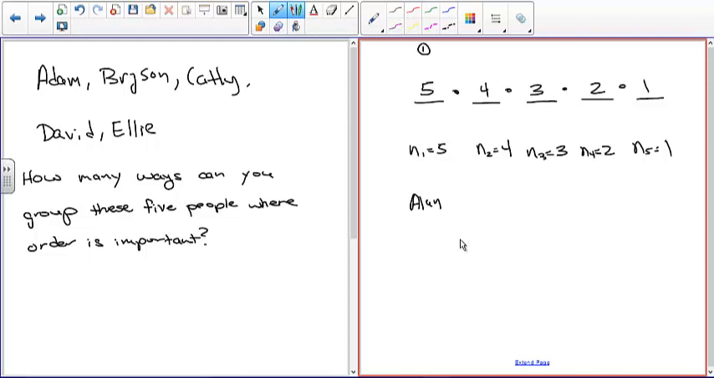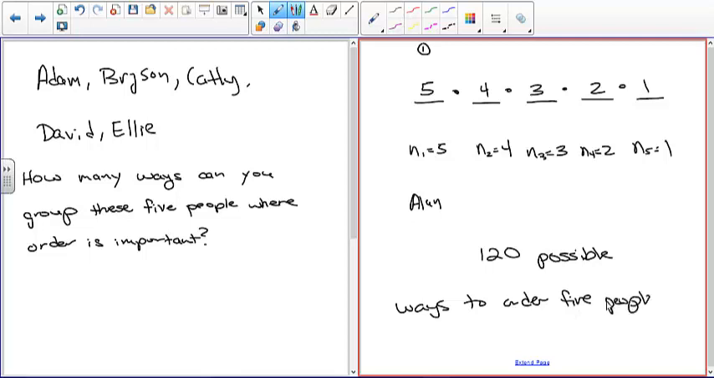And so you multiply those together. 5 times 4 is 20, times 3 is 60, times 2 is 120. So there are 120 possible ways to order 5 people where order is important.